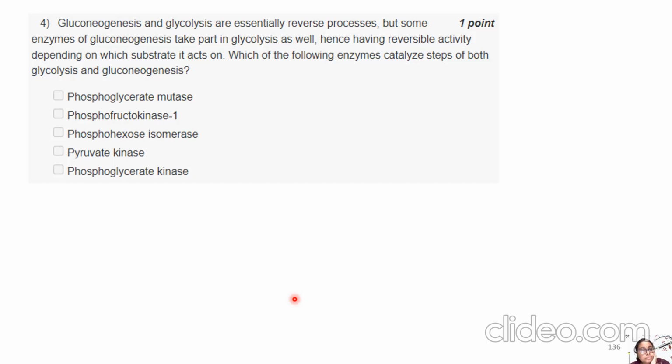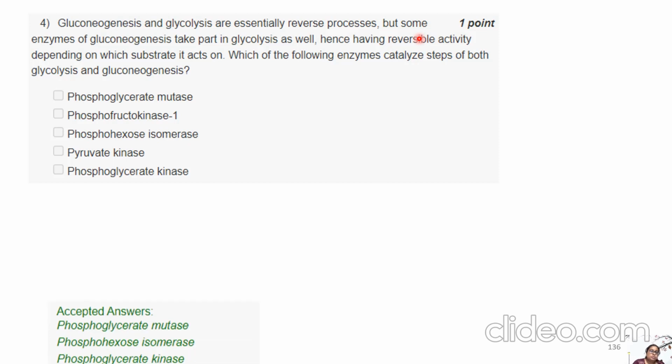Okay. So gluconeogenesis and glycolysis: the name suggests gluconeogenesis is the new genesis of something related to glucose, and glycolysis is obviously the breakdown of glucose. So these are essentially reversible processes. But some enzymes of one process can take part in the other process. That means the enzyme can have reversible activity, depending on the substrate.